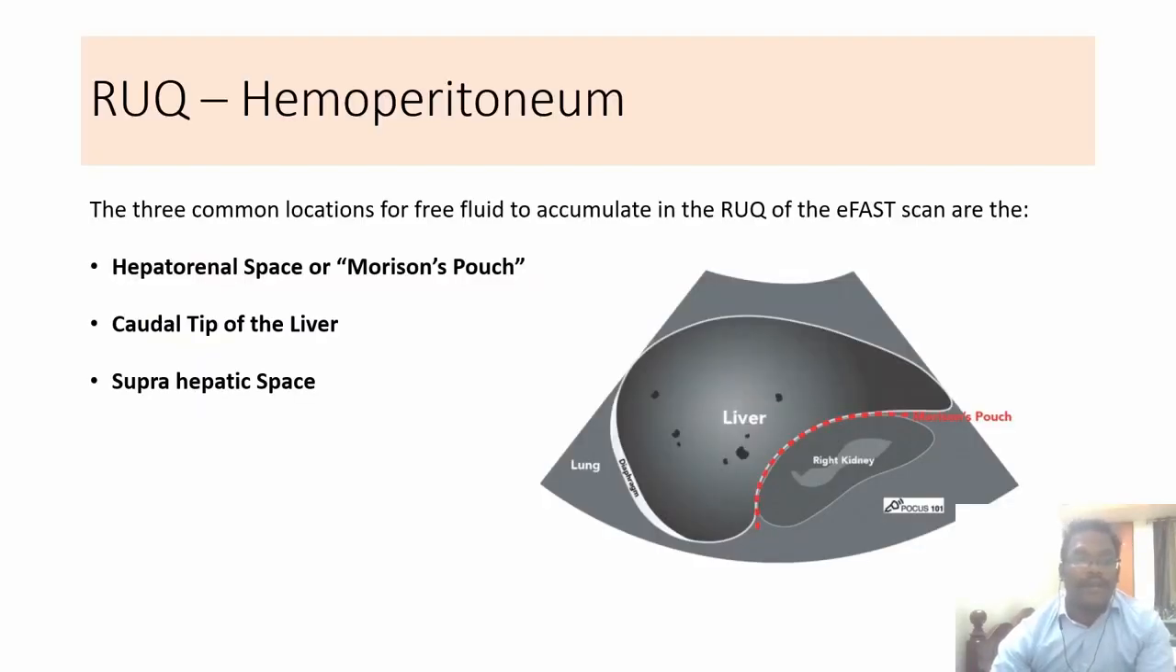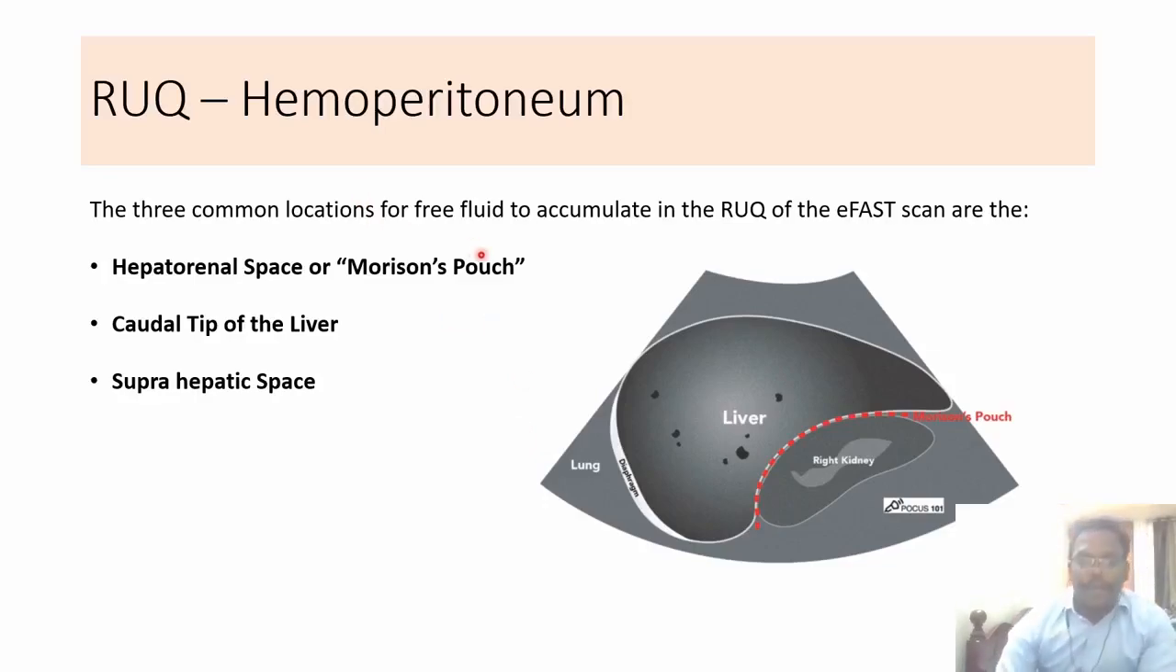I already said, in trauma patients, the presence of free fluid in the peritoneal cavity, pericardial cavity, or pleural cavity is assumed to be bad unless proven otherwise. So, the presence of free fluid in the right upper quadrant or the left upper quadrant is assumed to be hemoperitoneum unless proven otherwise. Let's move into the right upper quadrant view.